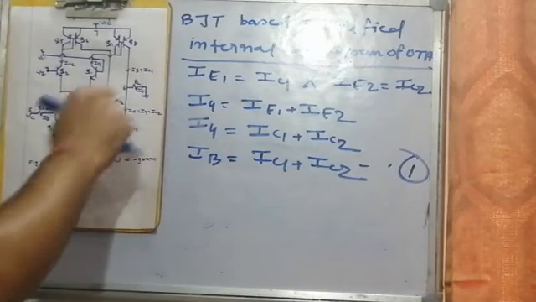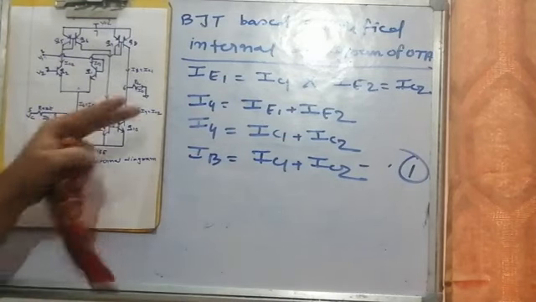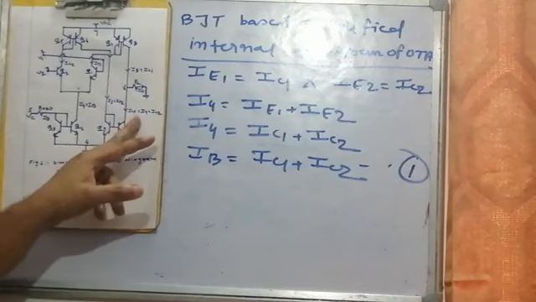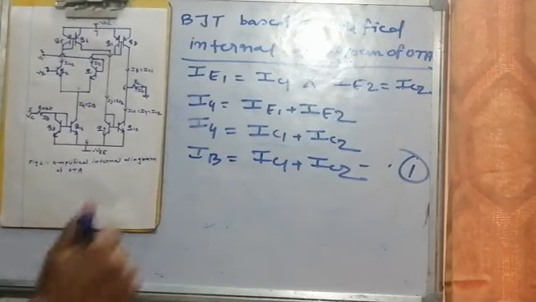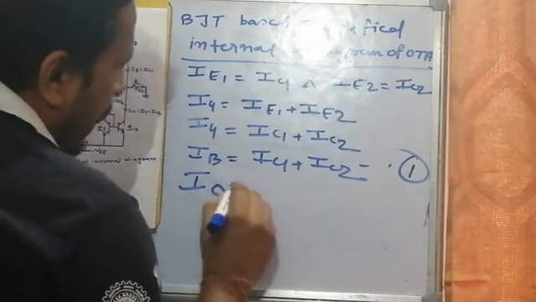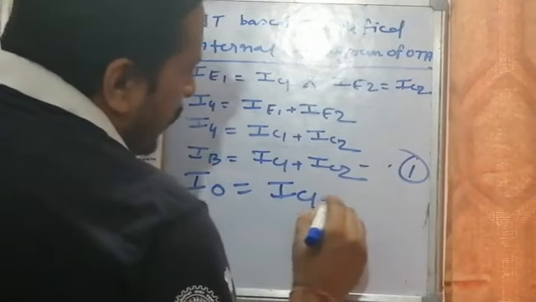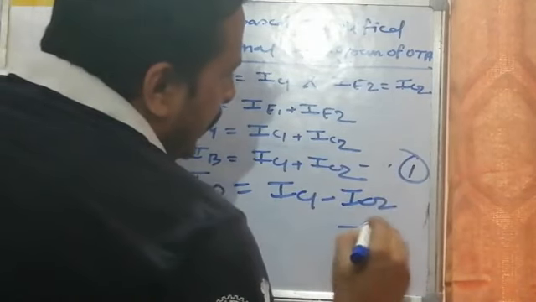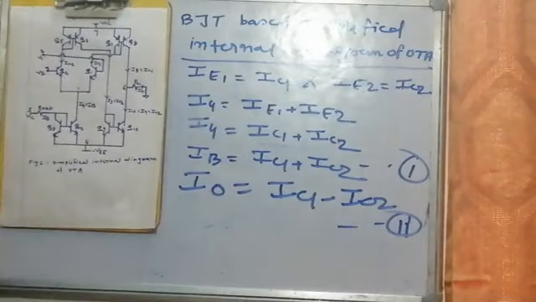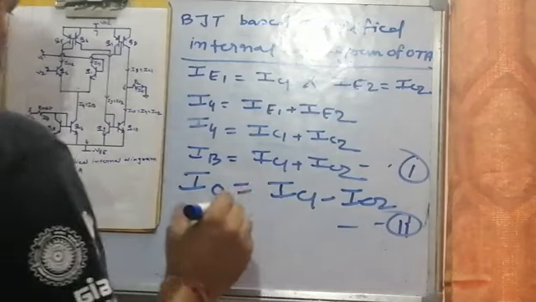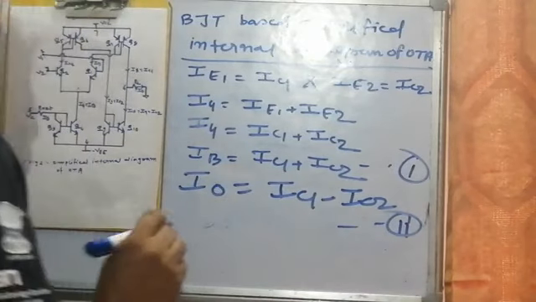So incoming current I1 is divided into two parts, I0 plus IC2. So from here we can write I0 equal to IC1 minus IC2. This is equation 2. Recall these two equations. With the help of these two equations, we can find the value of transconductance Gn.